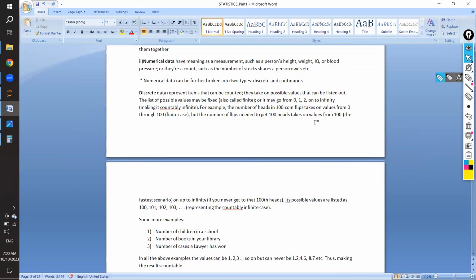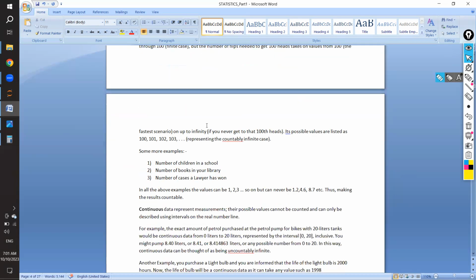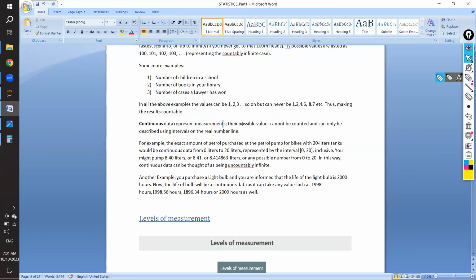So discrete values we understood, it takes fixed values. But in this coin flip example, even if the output is infinite, it's called countably infinite, because at least you can say 1, 2, 3, 5, 10, 100, 1000, up to infinite. At least you will have a picture of what all values it can take. But coming to continuous, the possible values cannot be counted.